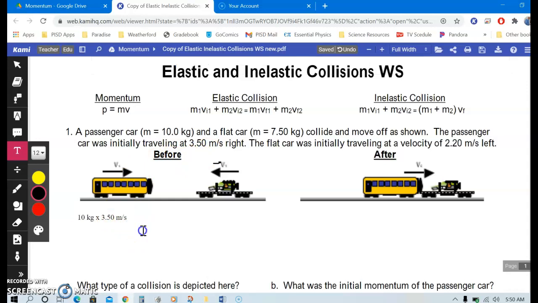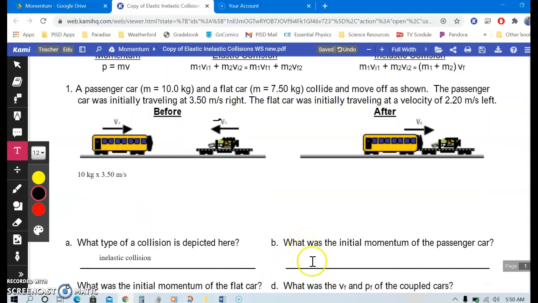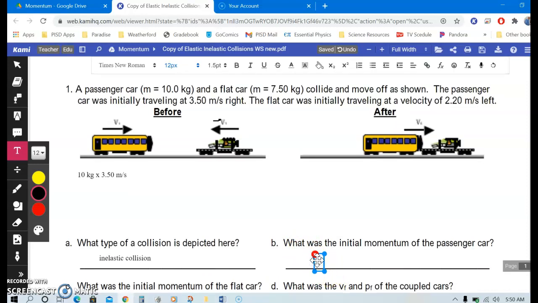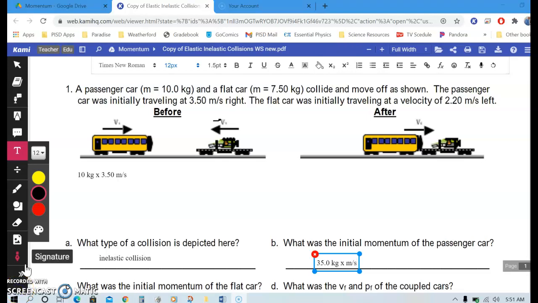When you get that answer, that would go down here. Just being able to look at that, I'm going to guess that's going to be 35.0 kilograms times meters per second. Crazy math skills, especially when you multiply things by 10. So that's the initial momentum of the passenger car.